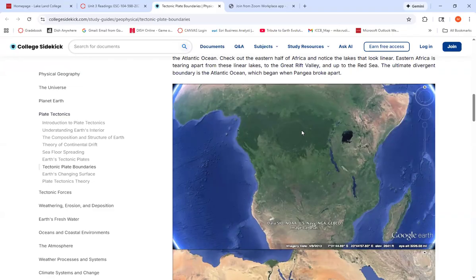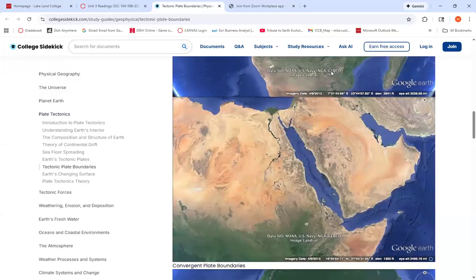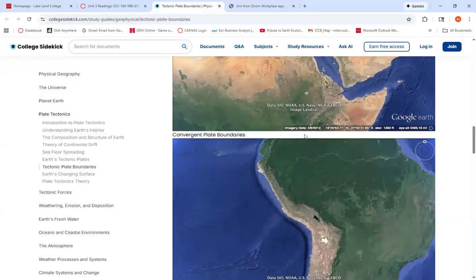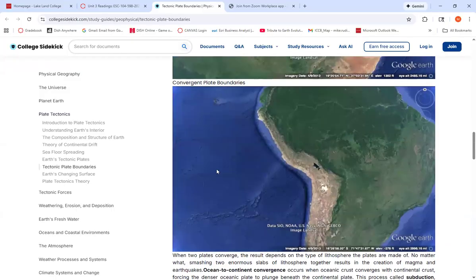And from space, we could actually see some of this visual phenomena. For example, here are two plates colliding in the Andes Mountains. South America is colliding with the Nazca Plate, and you can literally see the Andes Mountains forming as two plates are interacting and hitting one another.